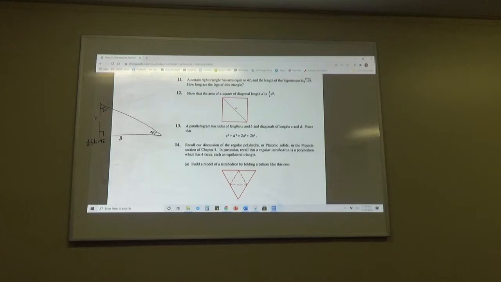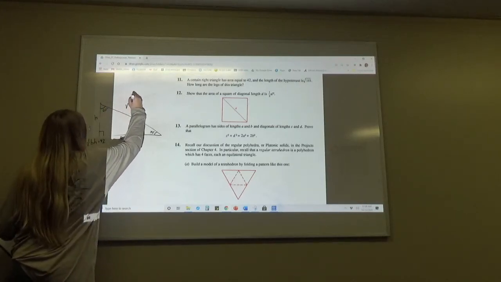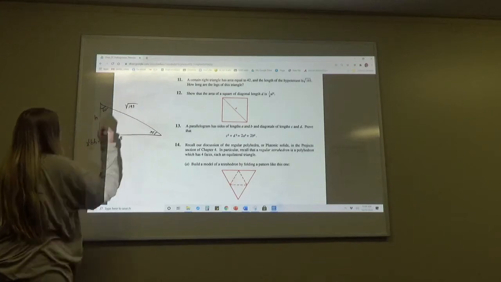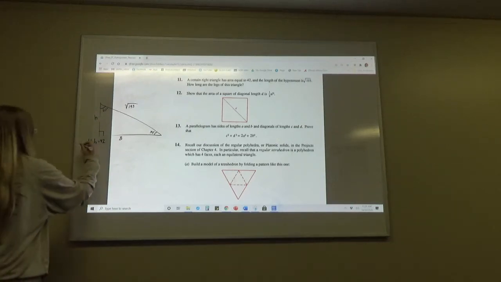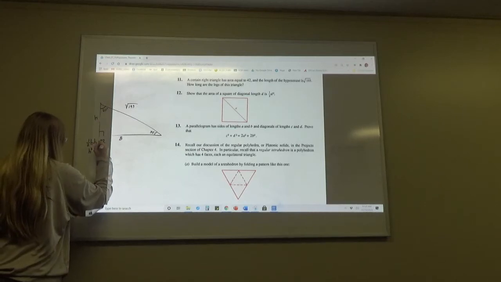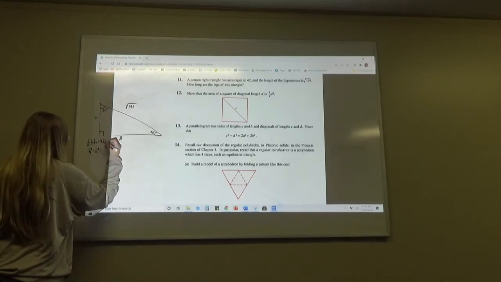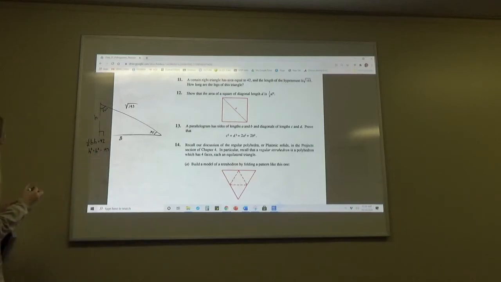Now, the other one says the length of the hypotenuse is the square root of 193. Now, is that a perfect square? No. All right, so just write square root of 193 on the hypotenuse. Now, h squared plus b squared equals 193, because a squared plus b squared equals c squared, right? So you can write h squared plus b squared equals 193.